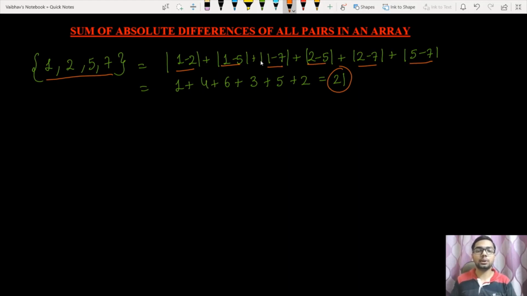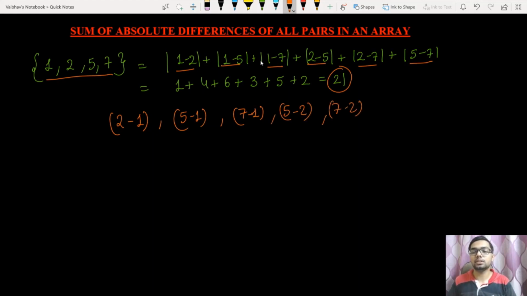Now first of all, I'm going to simplify all the terms inside this modulus. So the first term is 2 minus 1, second term is 5 minus 1, third term is 7 minus 1, fourth term is 5 minus 2, fifth term is 7 minus 2, sixth term is 7 minus 5. So I have applied the modulus properties and I have written all these terms.